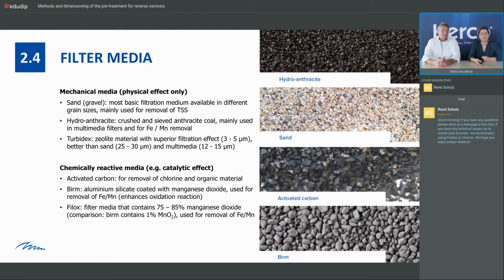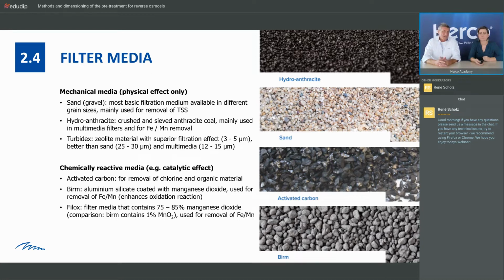Then we have Turbidex, which is a zeolite material that's mined, I think, in certain places. And this has a better filtration effect than just sand filtration or multimedia filtration. So it removes particles down to smaller grain sizes. And we also have other materials which have a chemical reaction in the process they are used for.